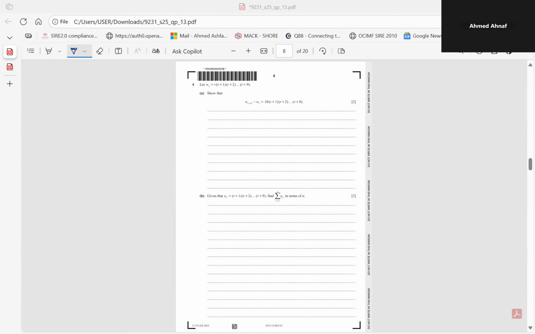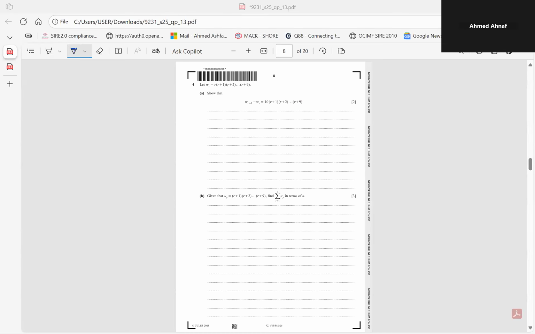Okay, and then W subscript r plus 1, let's use this as a reference. So W subscript r plus 1, our first term would obviously be r plus 1, followed by r plus 1 plus 1, which is r plus 2, and then followed by r plus 3, all the way to r plus 9 plus 1, which is r plus 10. And then minus W subscript r, we know that's just the original expression that they gave us, all the way to r plus 9.